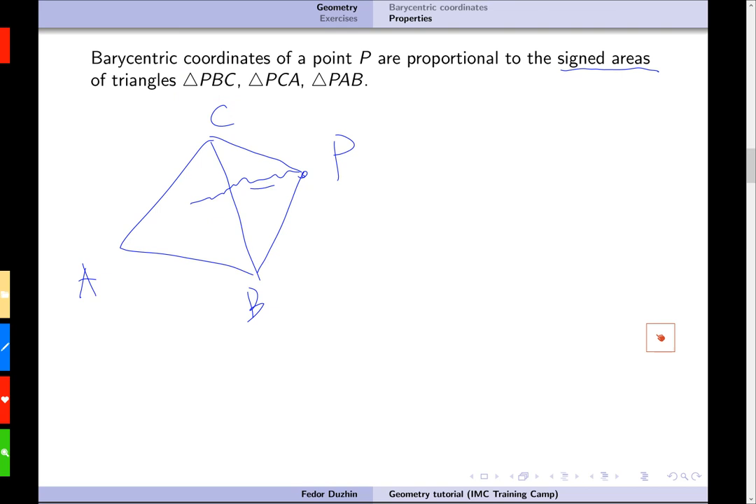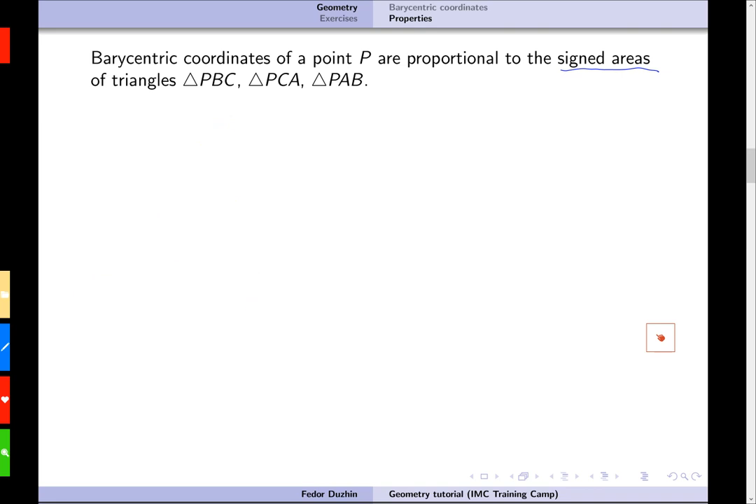Now I'm going to do it only in the simple case when P is inside the triangle ABC, but you can think about it and you will realize that the proof still holds if P is outside of the triangle. Then you need to understand areas as signed areas. Okay, so let me erase everything and explain how to do this.